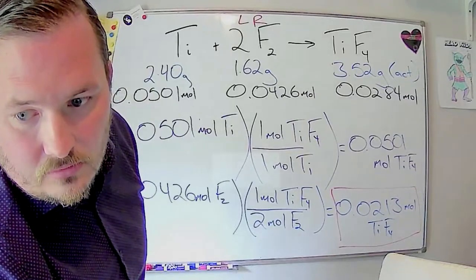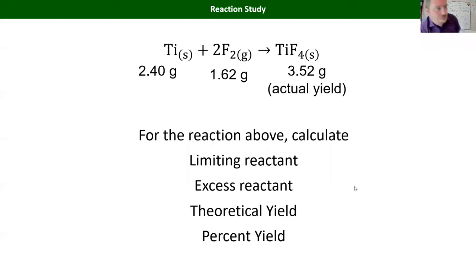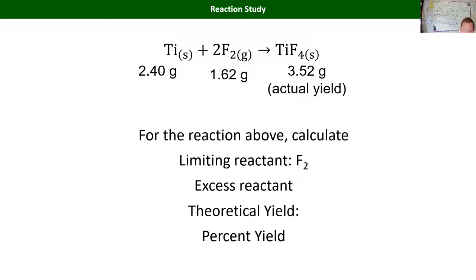All right, so I'm gonna go back to sharing screen for a second. And we're gonna fill in the questions we just answered. Limiting reactant, we just filled that in. Our limiting reactant is the fluorine. Our theoretical yield is 0.0213.